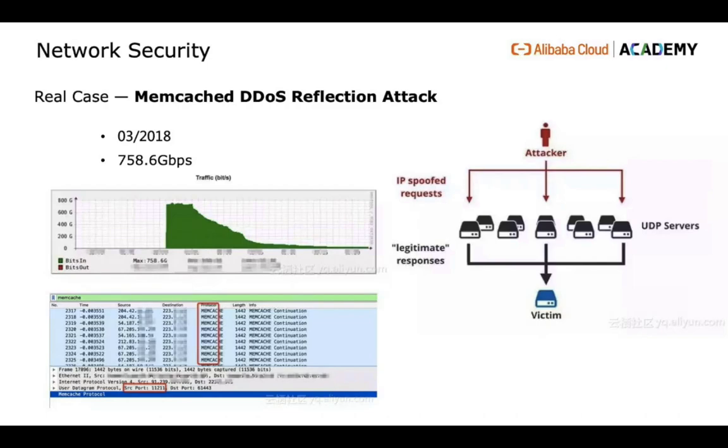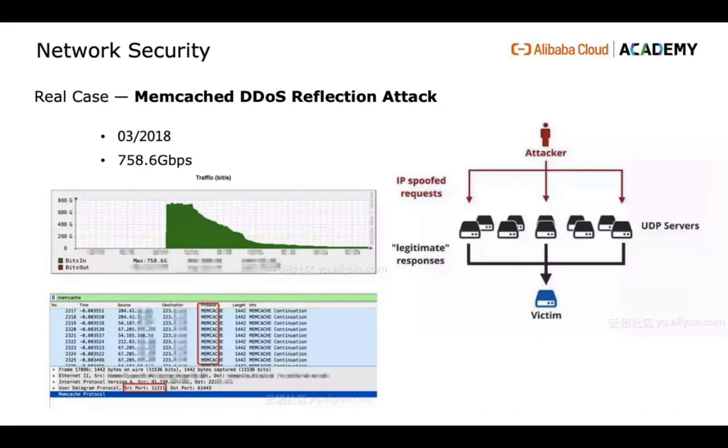What the hacker did was send the particular request to all those Memcached servers, and it also changed the request source IP addresses to the target victim server, so that when those Memcached servers sent the response, all the responses would be sent to the victim server. And finally, the server was under attack.